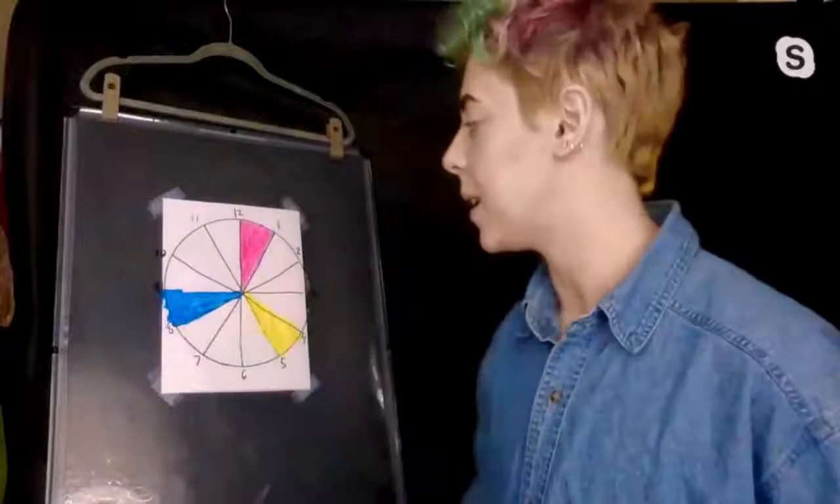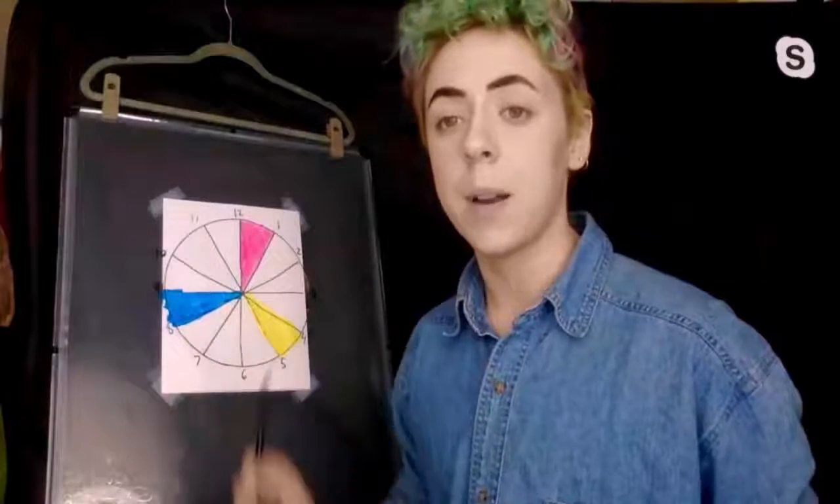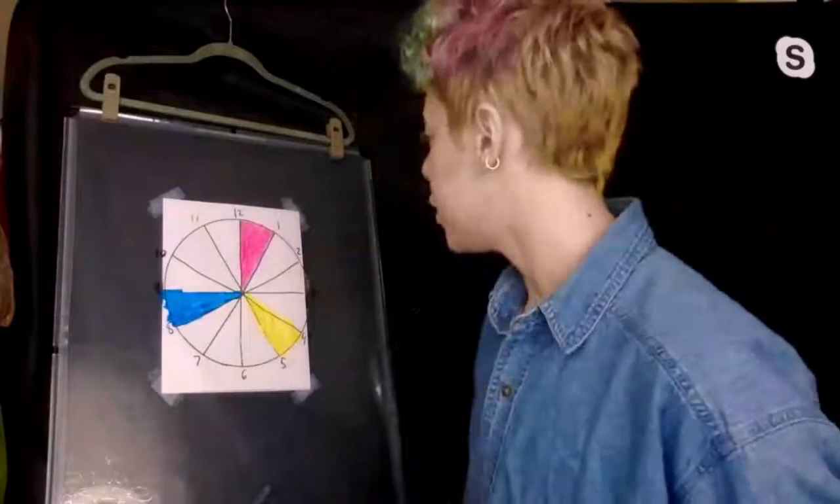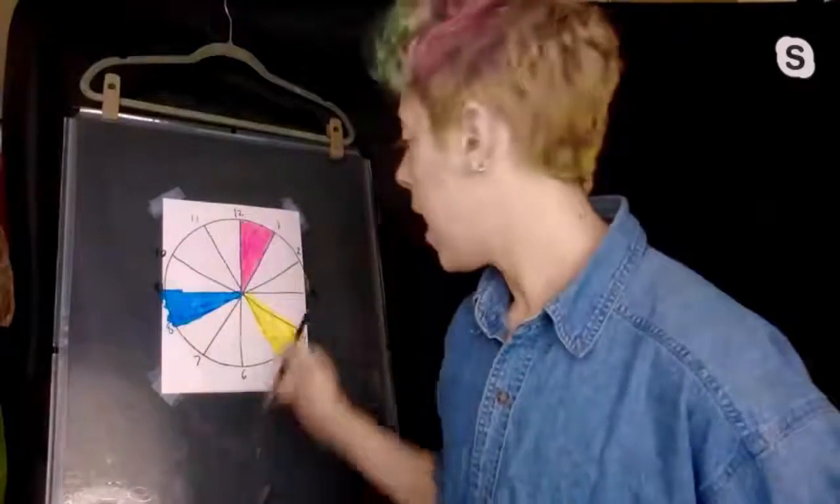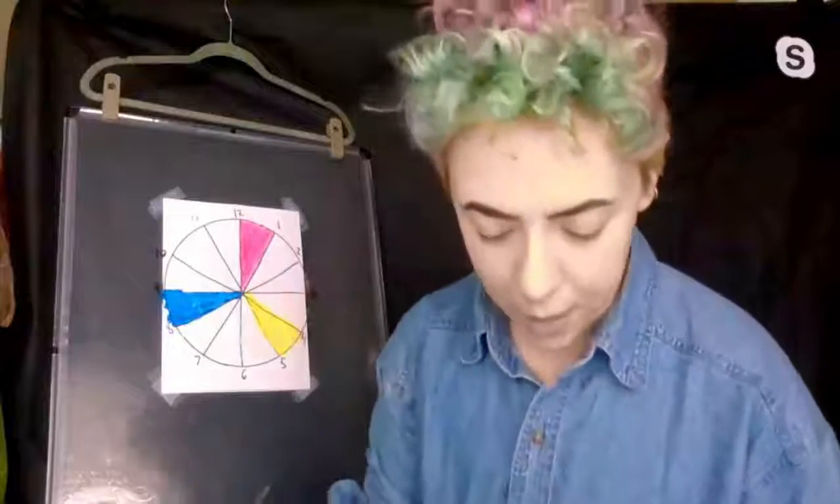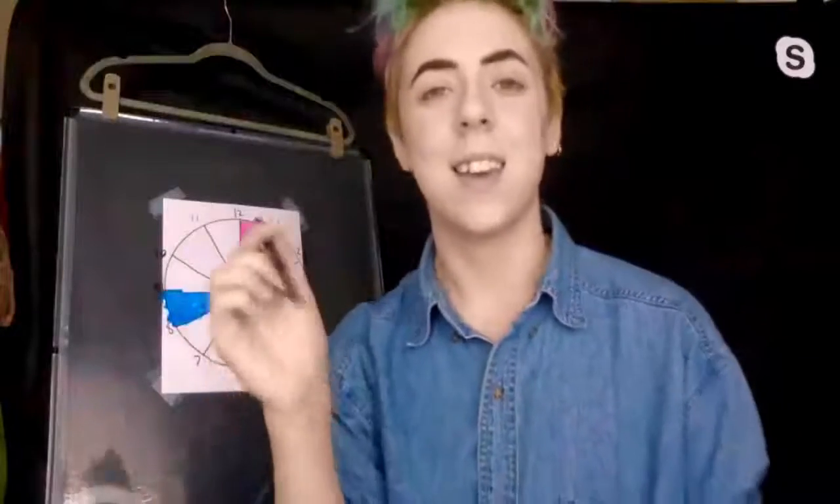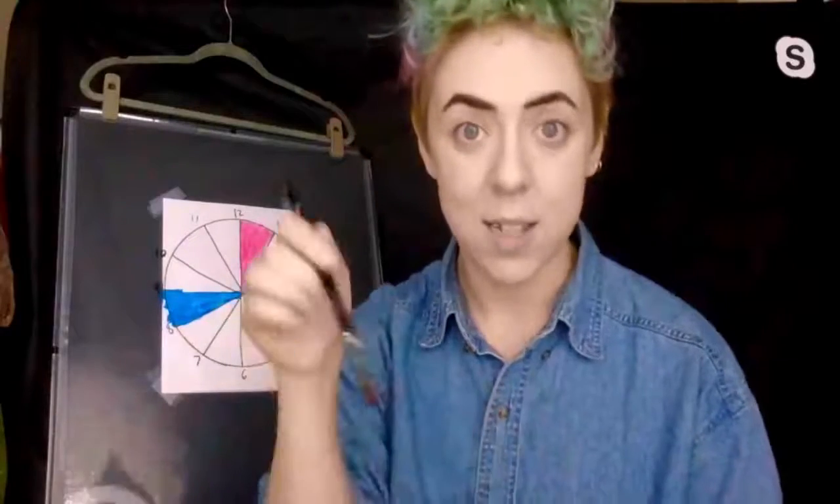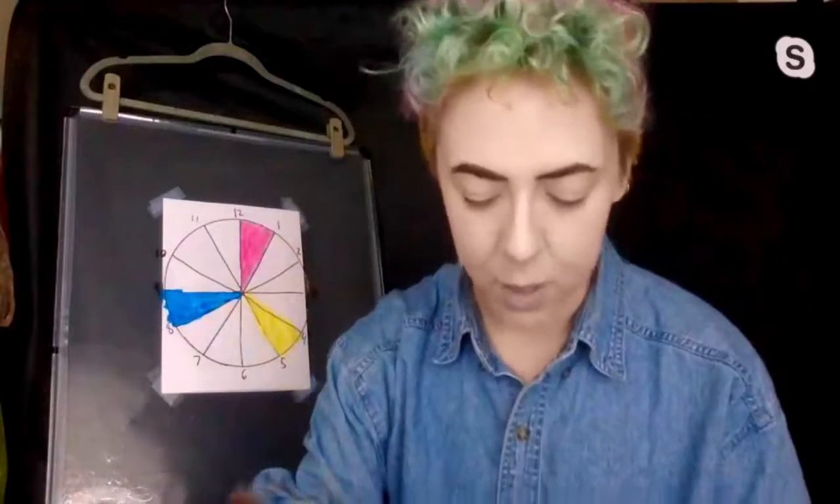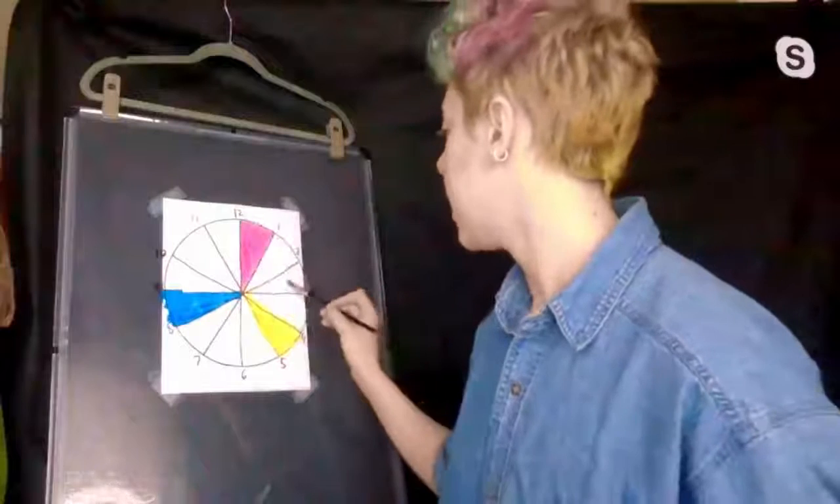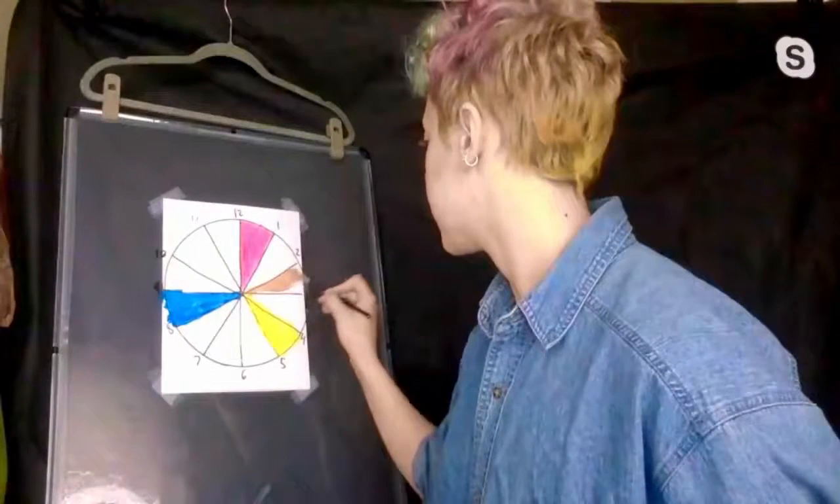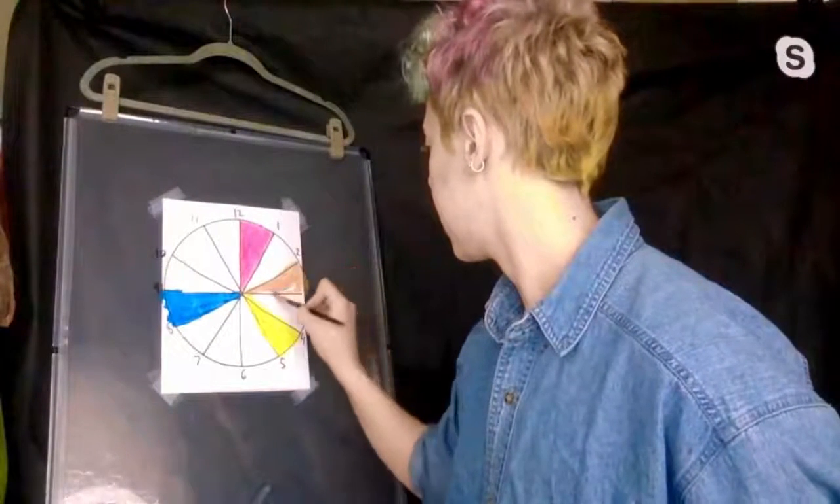Next, we have our secondary colors. Those are green, orange, and purple, which we get from mixing any 2 of the primary colors. So orange is a combination of magenta and yellow, and it's going to go in between 2 and 3 o'clock. So mix yellow and magenta to get your orange, and we are going to fill 2 to 3 o'clock with orange just like that.